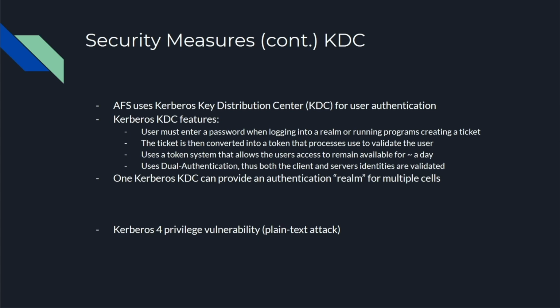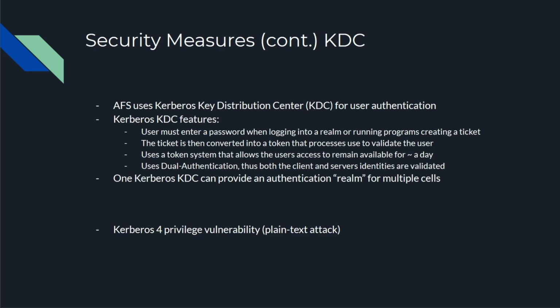One Kerberos KDC can provide an authentication realm for multiple cells. With this being the case, you can have users that have permissions within multiple cells. Kerberos 4 was a previous version of Kerberos and had several vulnerabilities, including a privilege vulnerability where an attacker could use a plain text attack to elevate their privileges, which would allow them access to all directories and all files so they could corrupt or otherwise harm the system.